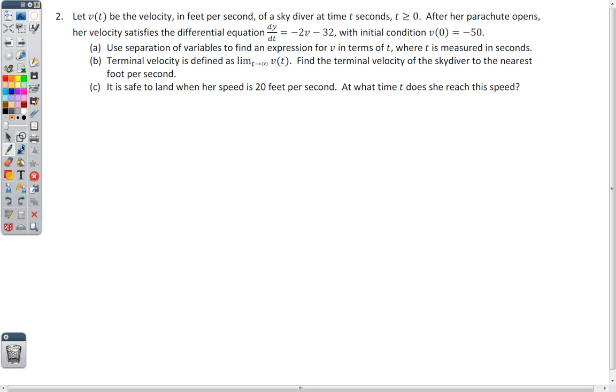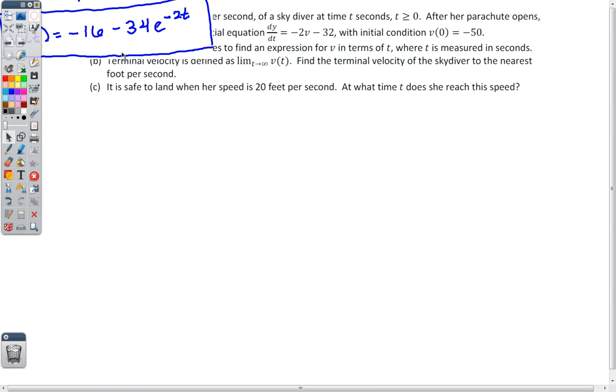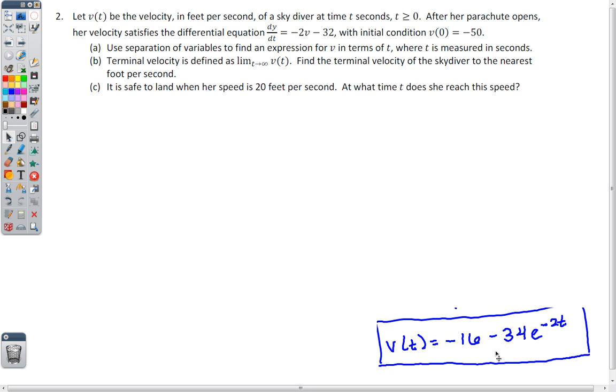Part B. Terminal velocity is defined as the limit as t approaches infinity of v of t. Find terminal velocity of the skydiver to the nearest foot per second. That sounds like a lot of work. It's actually very simple. Terminal velocity is defined as the limit as t approaches infinity of v of t.